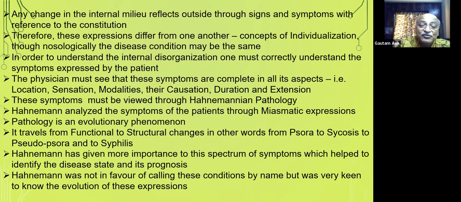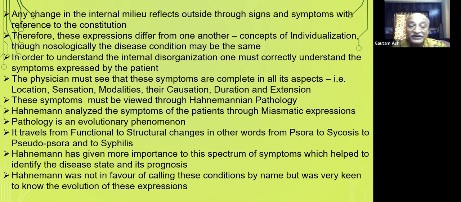Hahnemann analyzed the symptoms of the patients through miasmatic expression. We see through miasmatic expression. Let us see, pathology is an evolutionary phenomenon. That means it progresses from functional to structural, structural to complicated, standstill way, reversible to irreversible way. This way we have to analyze. That is called Hahnemannian pathology in our philosophy. It travels from functional to structural changes, in other words, from psora to sycosis to pseudo-psora and to syphilis.